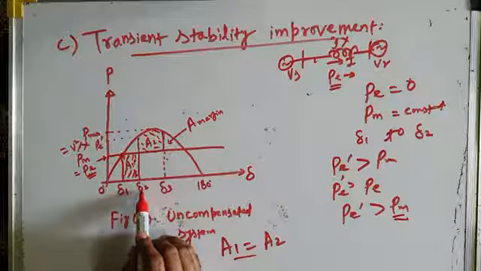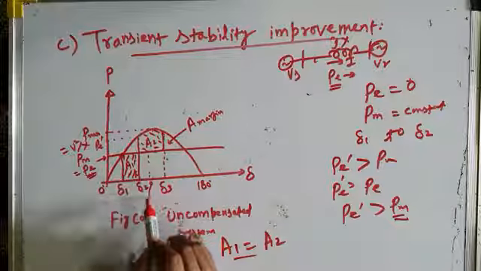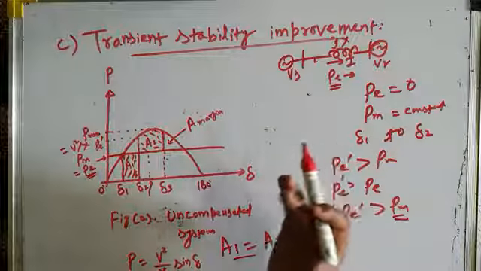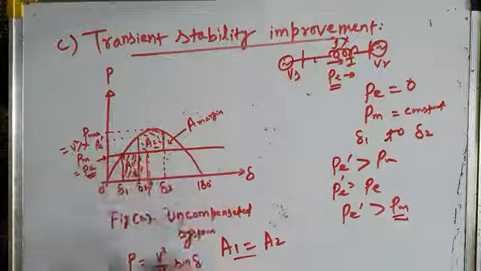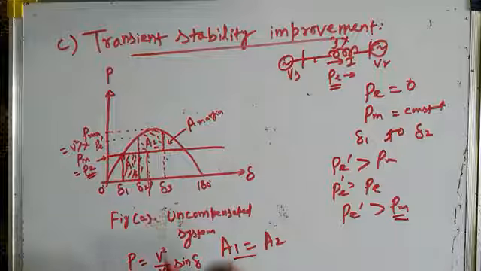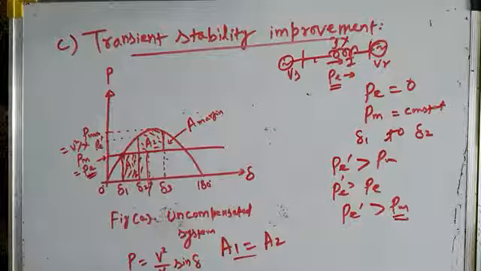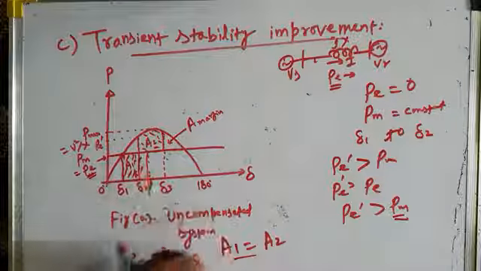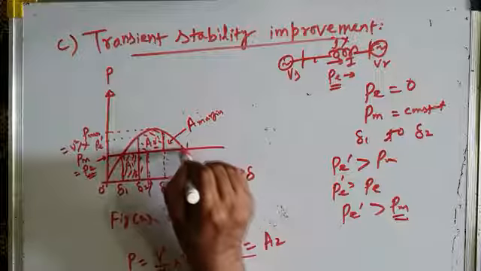Instead of clearing the fault here at delta 2, if fault clearing is delayed, instead of clearing it here, if it is cleared here, then this accelerating area will increase. And for balance, to make A2 equal to A1, the decelerating area should also increase so that A2 becomes equal to A1. And this decelerating area may go beyond this point.